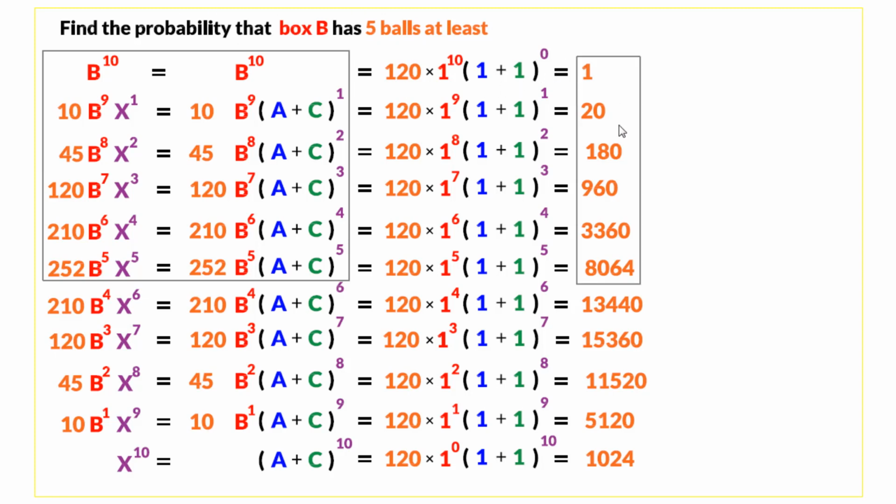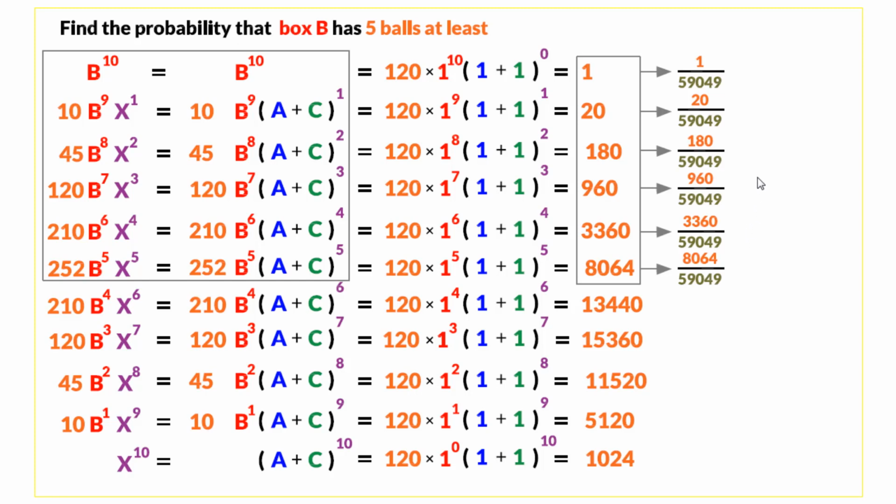And these are the corresponding favorable outcomes. Now we can find the probability of each disjoint event by dividing each favorable outcome over the number of elements in the sample space, as we see. And if we add them together, we get 12,585 favorable outcomes of this event here, and if we divide that over the number of elements in the sample space, we get the probability, and that is 0.213.